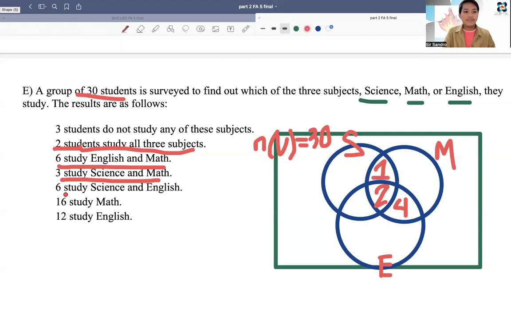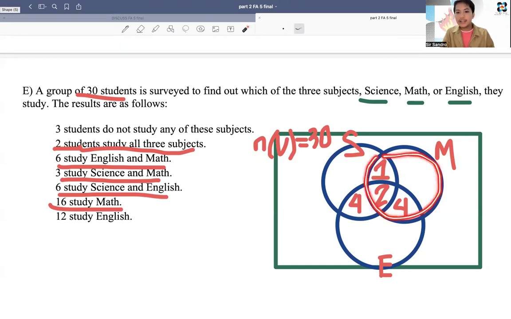And then we have 6 study science and English. So we have science and English, the intersection here, that includes 2. So how many are science and English only? We have 4. And we have 16 study math. That's our math circle, all of this is math.